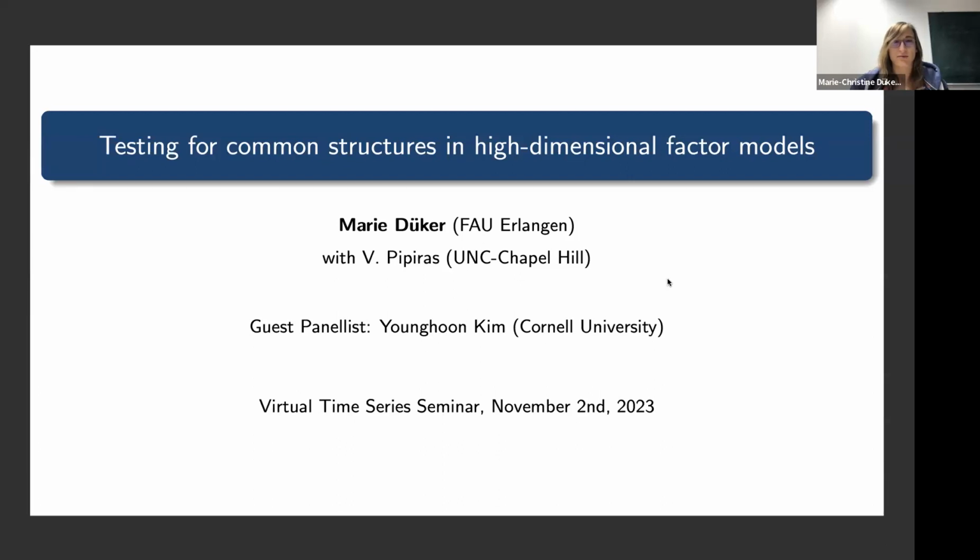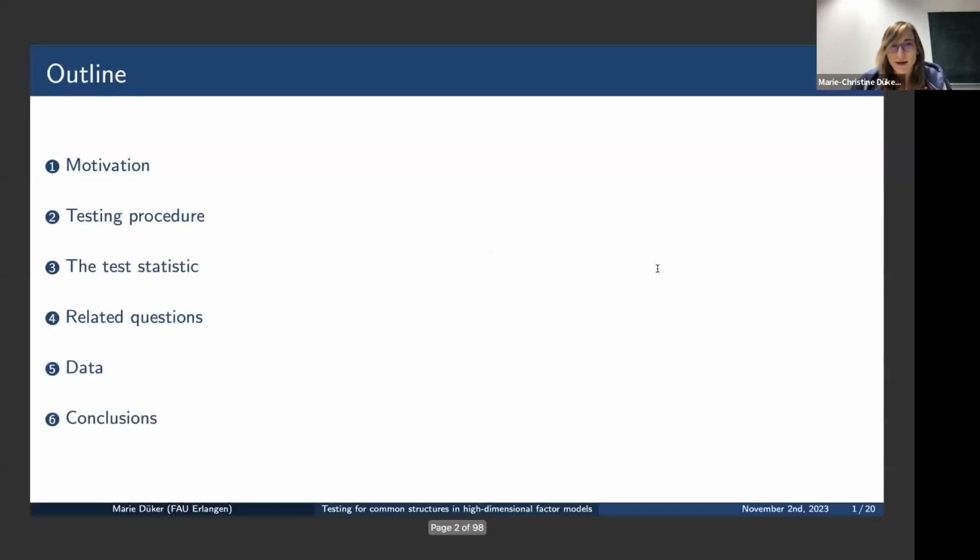So he's doing a lot of work on high-dimensional time series, in particular factor models and multi-subject learning, which is also going to be part of this talk. So there's, I think, a close connection between our research. With that, I'm going to start with the content. I'm going to give at first some motivation for our test. So why are we even looking at those common structures? And then I will introduce the testing procedure and give some motivation of how we construct this test. And later on, introduce the test statistic, answer some related questions, and finally get to some data example.